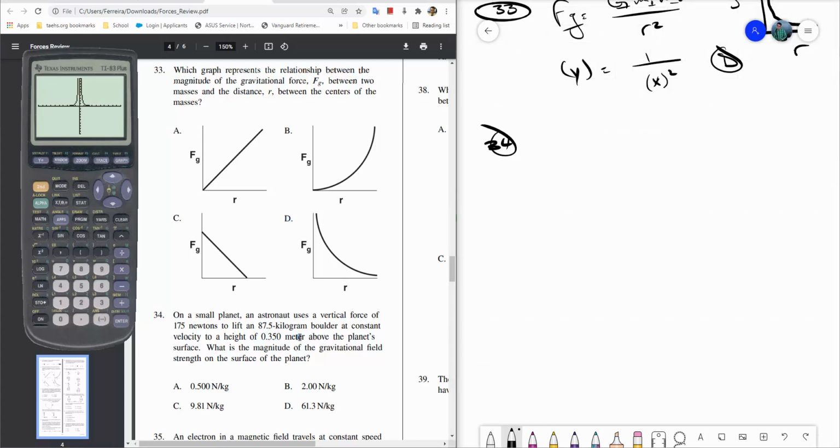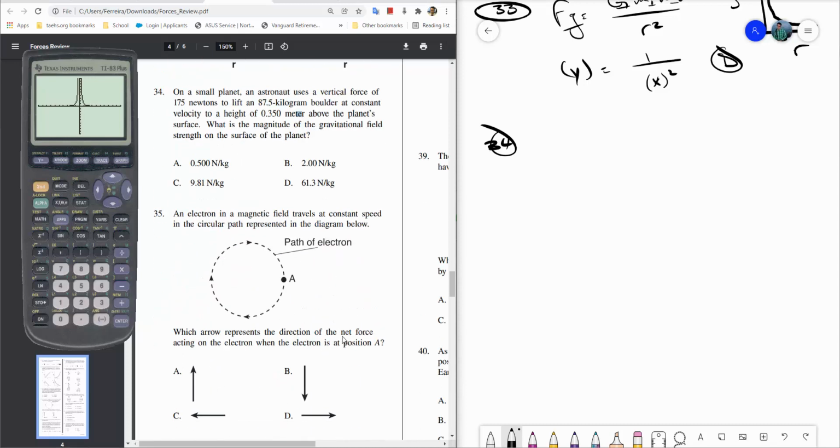On a small planet, an astronaut uses a vertical force of 175 newtons to lift a 87.5 kilogram boulder at a constant velocity to a height of 0.35 meters above the planet's surface. What's the magnitude of the gravitational field strength on the surface of the planet? Whoa, that's a lot of stuff. Okay.